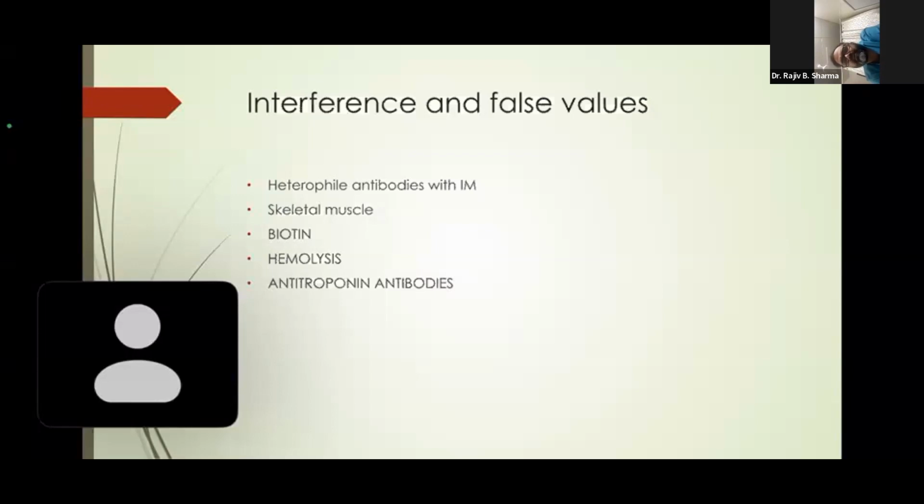Biotin, sample hemolysis can interfere. Anti-troponin antibodies can trouble the patient. I'll just have a brief word about BNP levels.